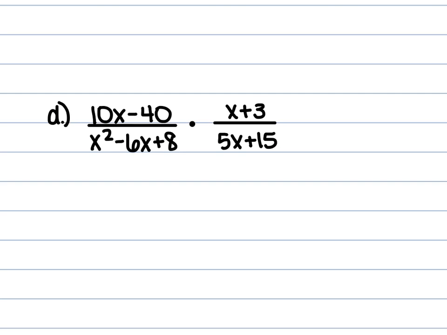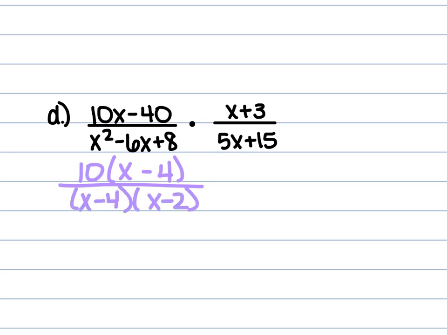For D, I have (10x minus 40) over (x squared minus 6x plus 8) times (x plus 3) over (5x plus 15). So I'm going to factor these out completely. The 10x minus 40, I'm going to factor out a 10. This is going to be x minus 4. The x squared minus 6x plus 8 is going to factor out. Again, what are the factors of 8 that add up to be a negative 6? We're going to have x minus 4 and x minus 2. With the x plus 3, we can leave it x plus 3. And then the 5x plus 15, we're going to have 5 times x plus 3.